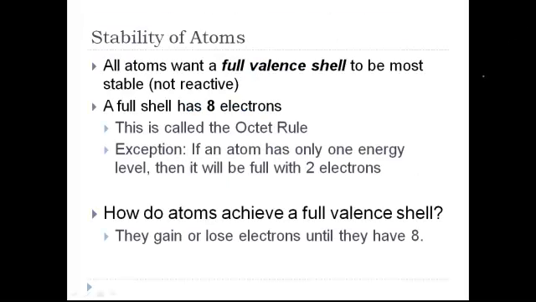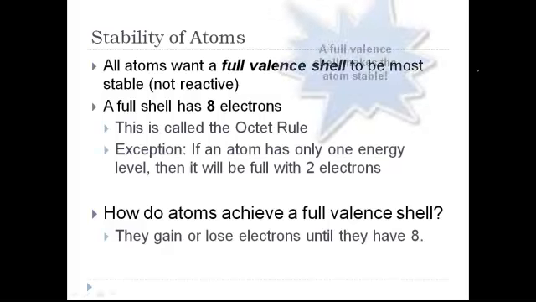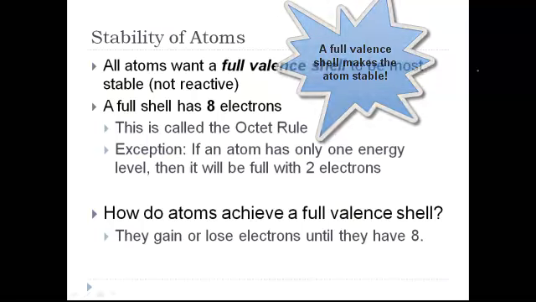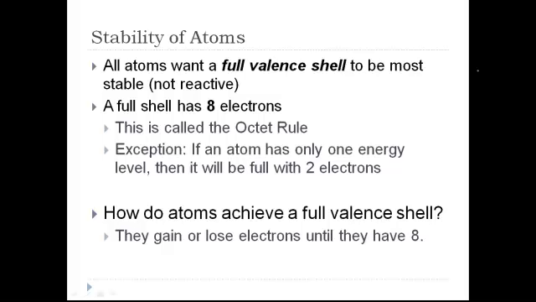So let's talk about the stability of atoms. Atoms want a full valence shell, and a full valence shell is usually 8. This is called the octet rule. Octet means 8. Though there's an exception. Helium and hydrogen only have the first energy level, so they really only want 2. But most of the time, an atom wants 8 valence electrons to have a full valence shell.